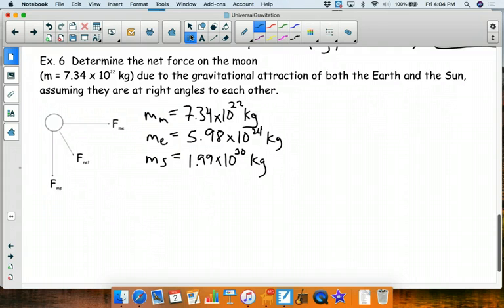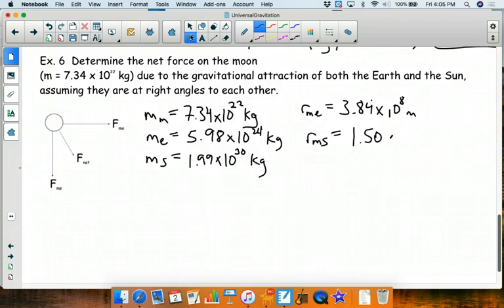Okay, we also need to know the mean distance from the moon to the Earth, which is 3.84 times 10 to the 8 meters. And we need to know the mean distance from the moon to the Sun, which we'll say is the same as the mean distance from the Earth to the Sun, because they are at right angles. So it's just 1.50 times 10 to the 11 meters.